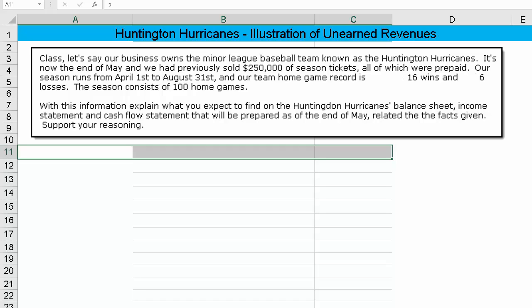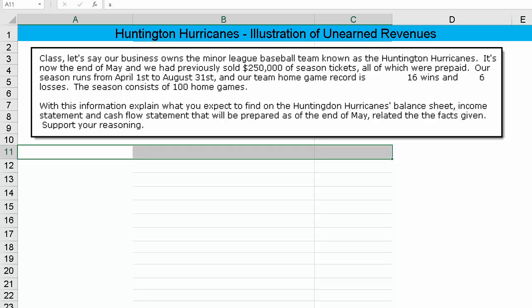It's now the end of May, and we have previously sold $250,000 of season tickets, all of which were prepaid. Our season runs from April 1st to August 31st, and our team home game record is 16 wins and 6 losses. The season consists of 100 home games.